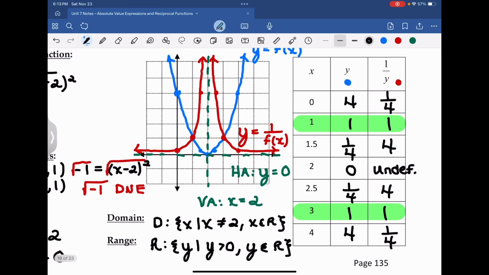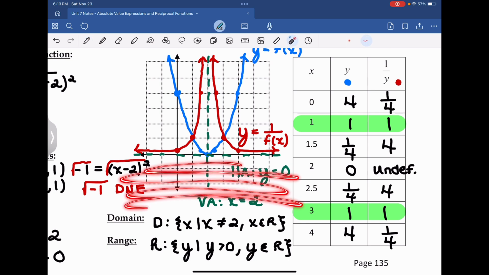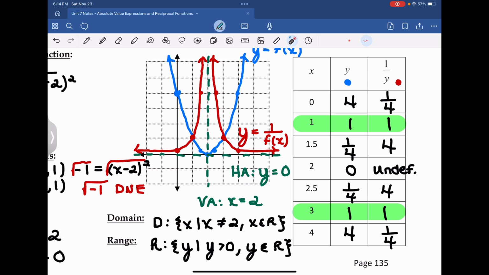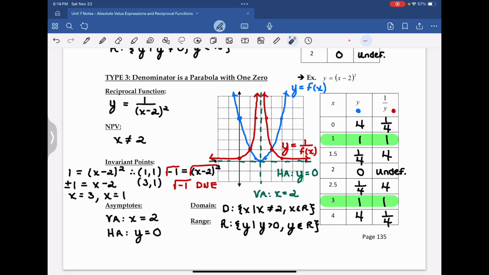This is going to be a way better description of it, because if I said it just wasn't equal to 0 and it's all real numbers, that implies that there are also negative y values, which isn't true. There are no y values on the red graph that are down here, so we don't want to consider that to be true. All right, that includes all our components here.